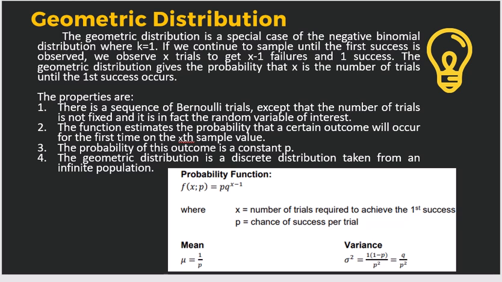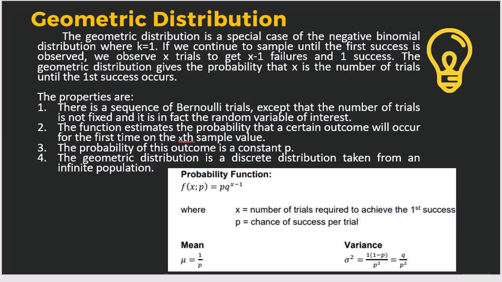Next, we have the geometric distribution. The geometric distribution is a special case of the negative binomial distribution where k is equivalent to 1. If we continue the sample until the first success is observed, we observe x trials to get x minus 1 failures and 1 success. The geometric distribution gives the probability that x is the number of trials until the first success occurs. So just follow the given properties.